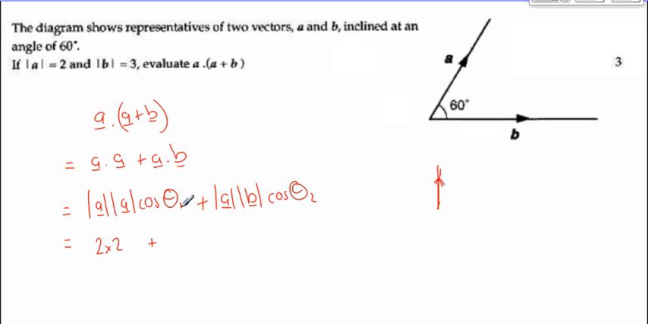We can figure that out. Cos 0 is just 1, so it's 2 times 2 times 1 in reality. Plus the magnitude of A, which is 2, times 3 cos 60. And from our exact values, we know that cos 60 is a half. So it's plus 2 times 3 times a half, which is just 4 add 3, which is 7.